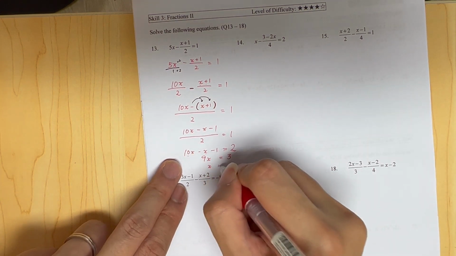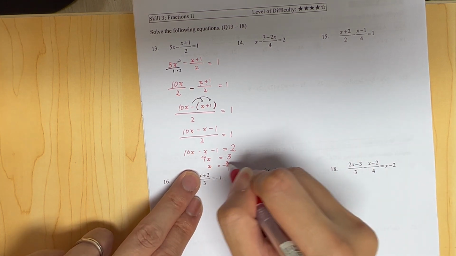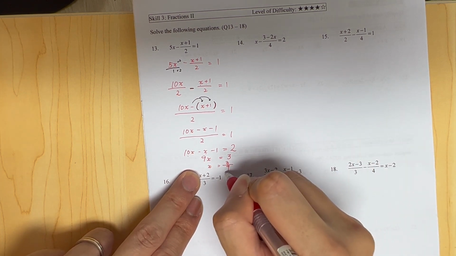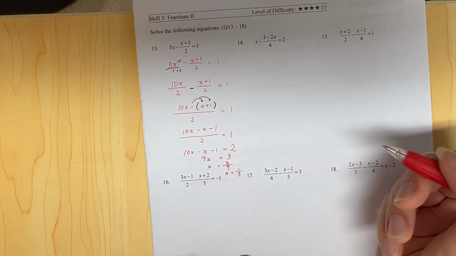And finally, you can move the 9 to the right-hand side, become over 9, divided by 9. So of course, this is not the final answer. I think you need to give me one more step for simplification. So that will be 1 over 3.